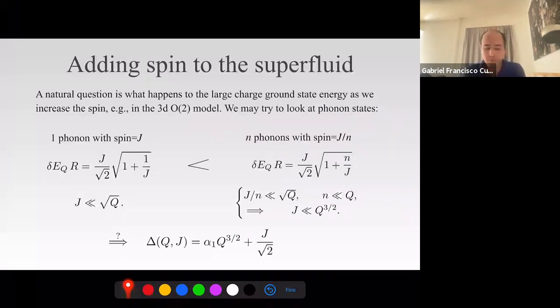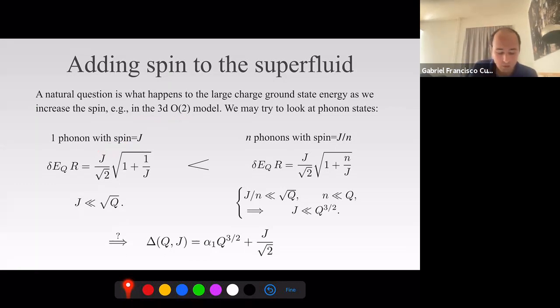First natural thing to do in this context is to look at the states that you can write in the effective field theory. Since we don't know how to do bootstrap at large charge, let's try to do this. You find that you can start with states with a single phonon of spin J. Sorry, I'll be working in 3D, and I'll have in mind a concrete model theory, but that's not important.